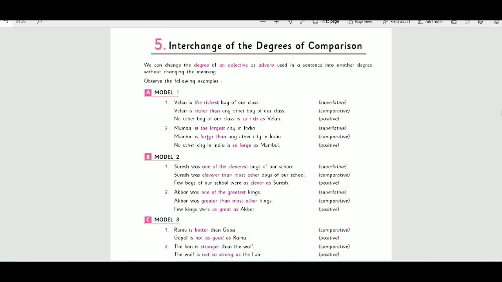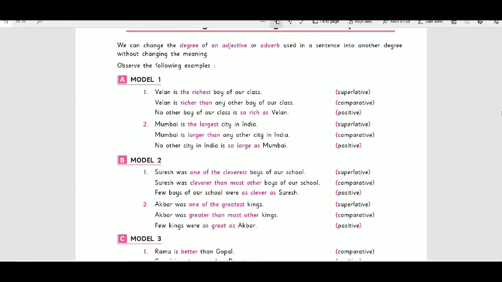Now we understood. Okay. Here what we are going to learn is about interchanging the degrees. So we have learned about the degrees of comparison. Now this particular lesson is asking us to change the degree of an adjective without changing the meaning. Okay, we can change the degree of an adjective or adverb used in a sentence into another degree without changing the meaning. So that is an exercise. Three models are given here. So that is what we are going to do here.